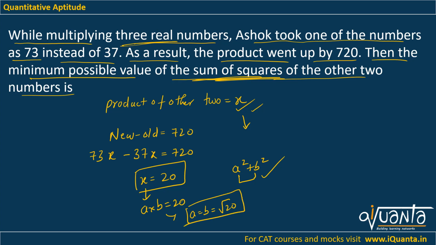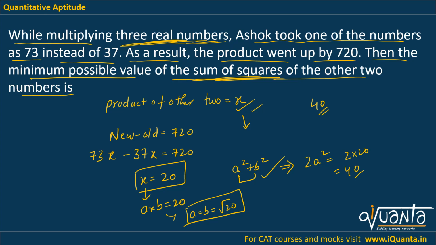Yes, we were given that three real numbers were being multiplied. So yes, root 20 is a real number. If a is equal to b, then the sum of squares will become 2a square, which will give us 2 into root 20 square, which is 20. This will become 40. So 40 will be the correct answer to this question.